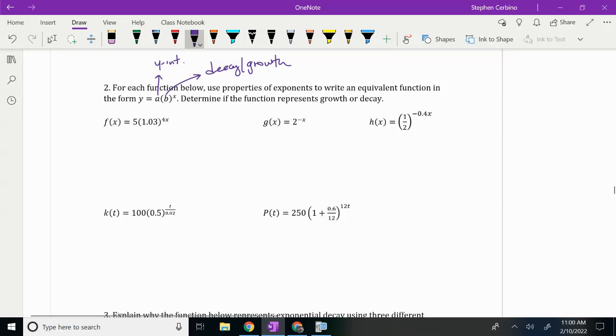So looking at these equations, I can't determine right away if it's growth or decay until the exponent is just x. Because sometimes the exponent will affect whether or not the base is going to be more or less than 1. So looking at f of x, if I was to rewrite this function using my properties of exponents, I can rewrite this as f of x is equal to 5 times 1.03 to the 4th power to the x. I'm basically just undoing the multiplication of the exponents.